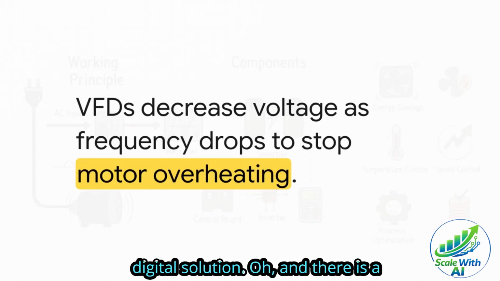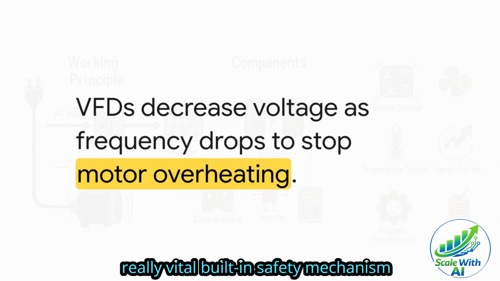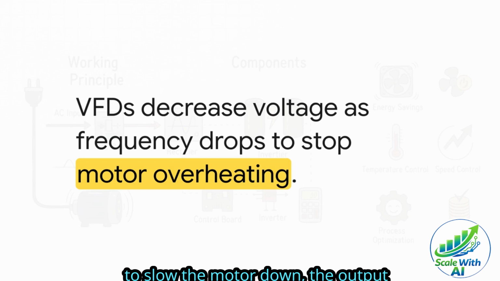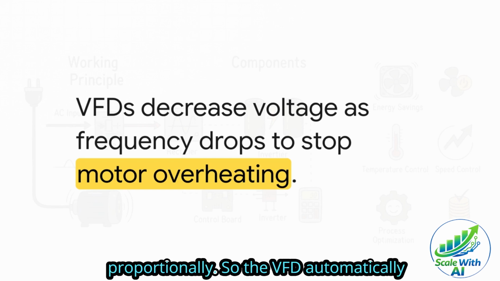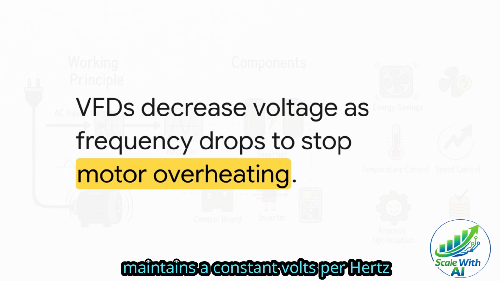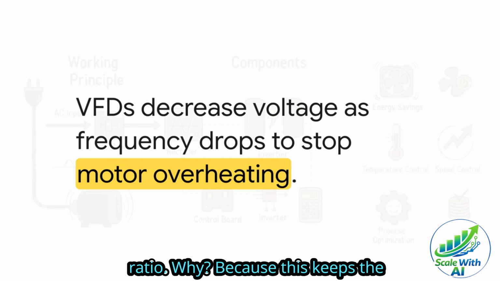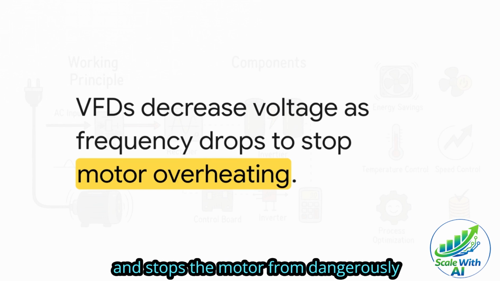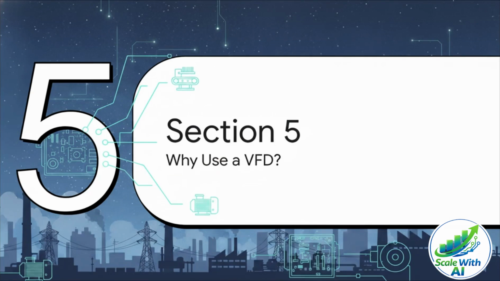Oh, and there is a really vital built-in safety mechanism here as well. As the frequency decreases to slow the motor down, the output voltage must also decrease proportionally. So the VFD automatically maintains a constant volts-per-Hertz ratio. Why? Because this keeps the motor's magnetic field completely stable and stops the motor from dangerously overheating at those lower speeds. Section 5. Why use a VFD?